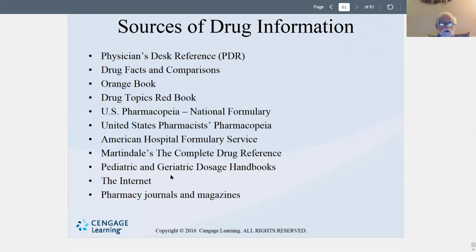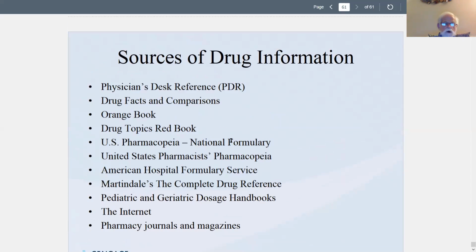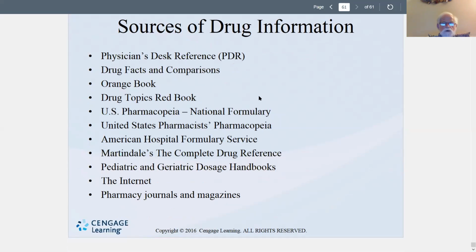There are some other handbooks. The most common ones that we use are the PDR, the Physician's Desk Reference, which is really a collection of all of the product labeling. It's a good source of information. It's available online as well.